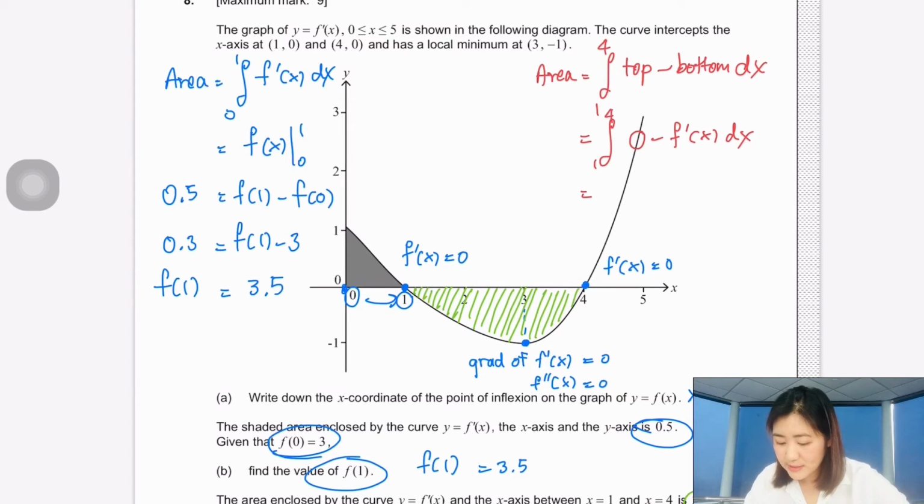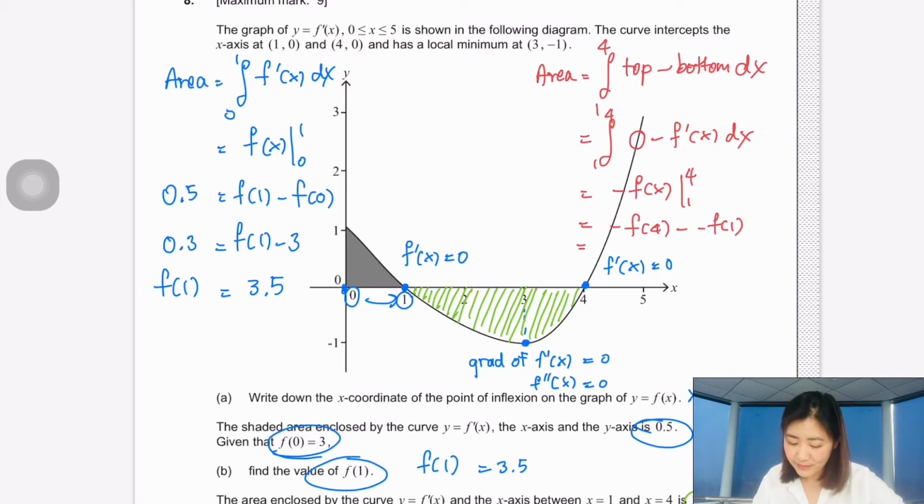So it's just minus f(x) from 1 to 4. So you're going to get minus f(4) minus f(1), or in other words f(1) minus f(4). So I can say f(1) minus f(4). And they said the area is 2.5, so 2.5 here, and then f(1) we just found is 3.5 minus f(4). So you can find f(4). f(4) equals 1.